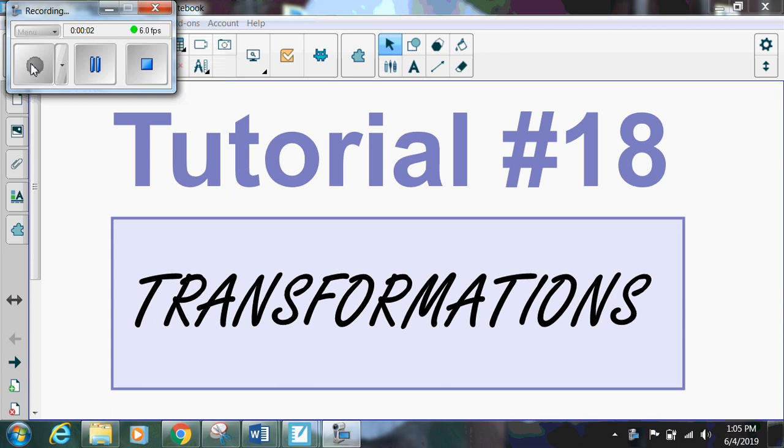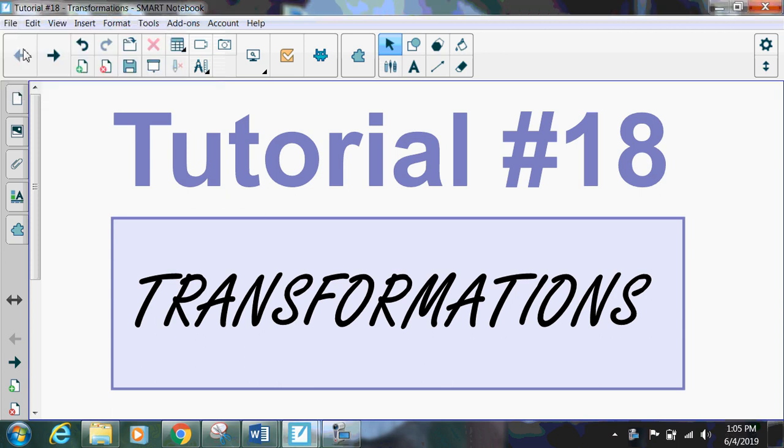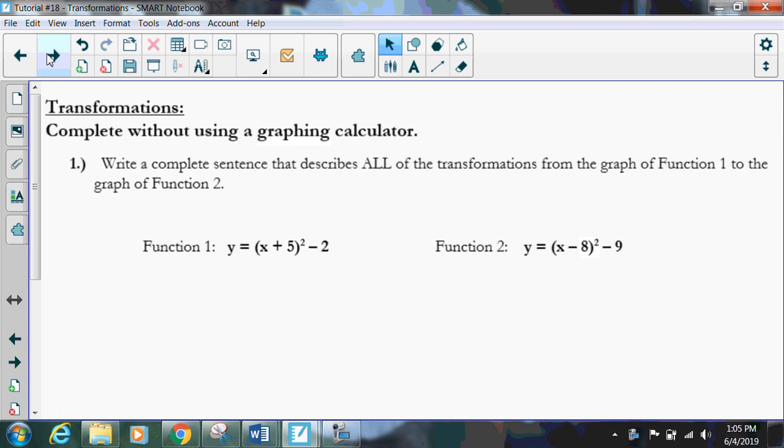Okay, let's go. Tutorial number 18, transformations. So we're going to be looking at two different quadratic functions and comparing the second one to the first.